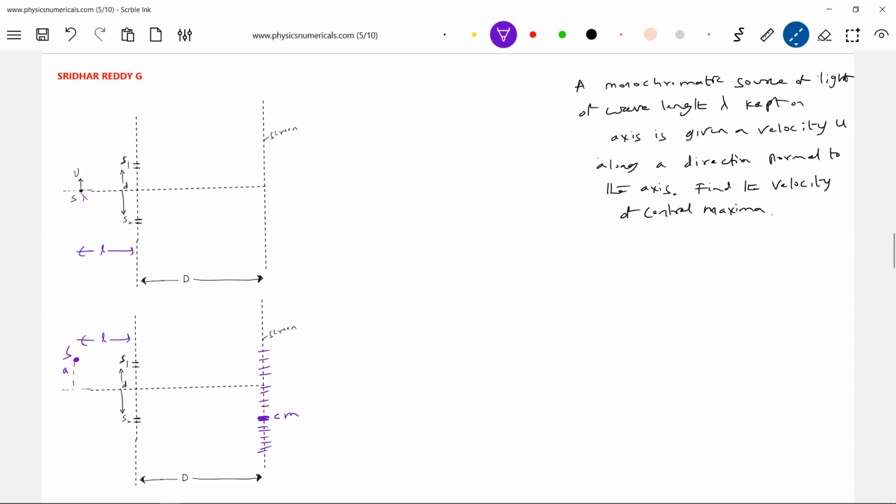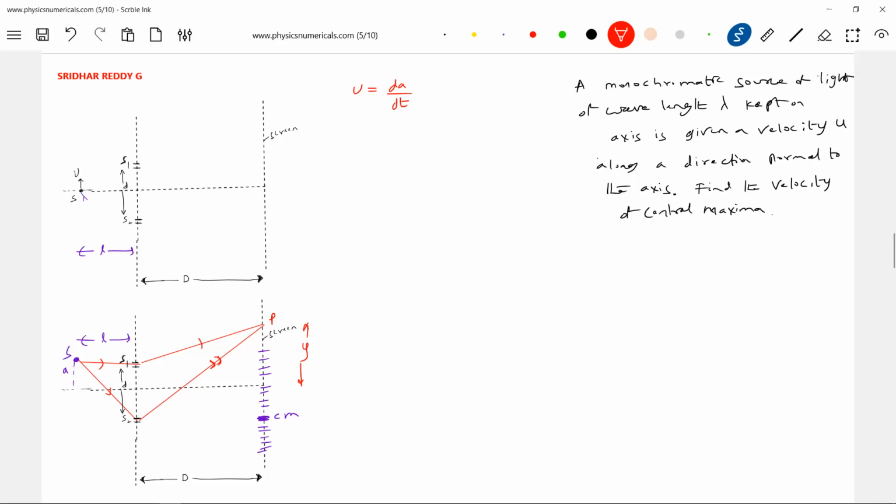Okay, the ray is emitted by this. So we'll write the expression for this one. Now what is u? u is dA by dt. dA by dt is the velocity of the source.